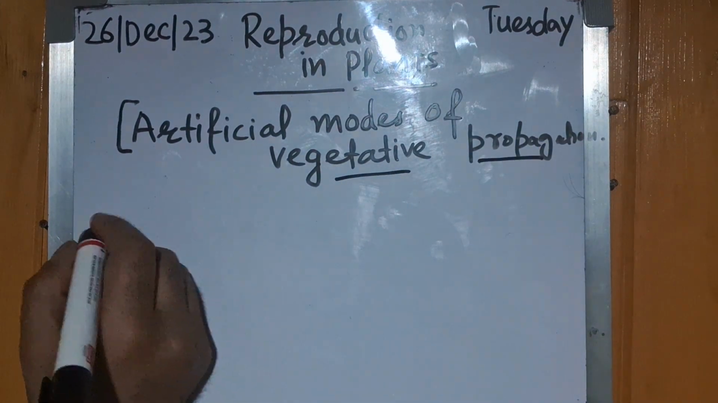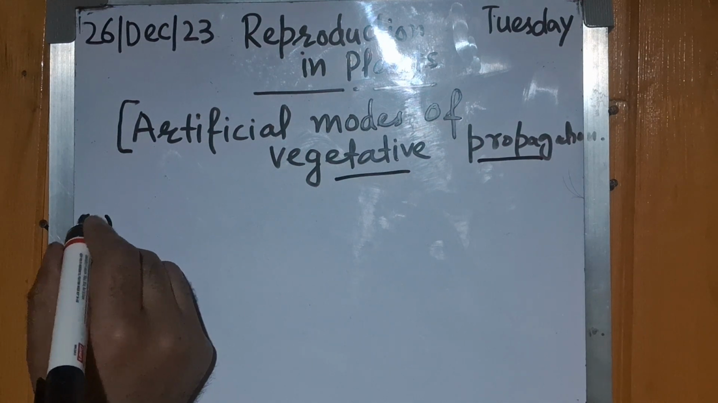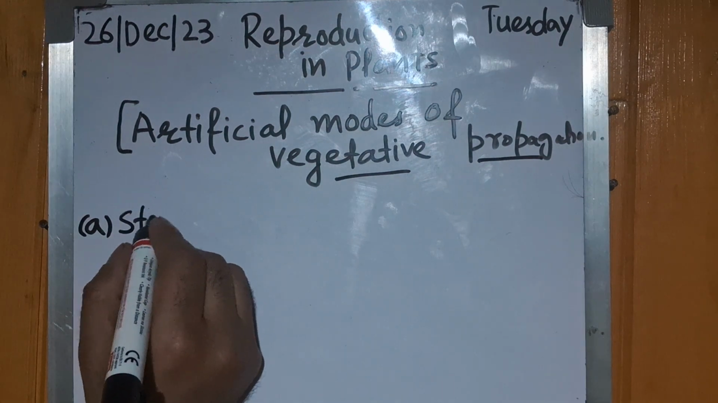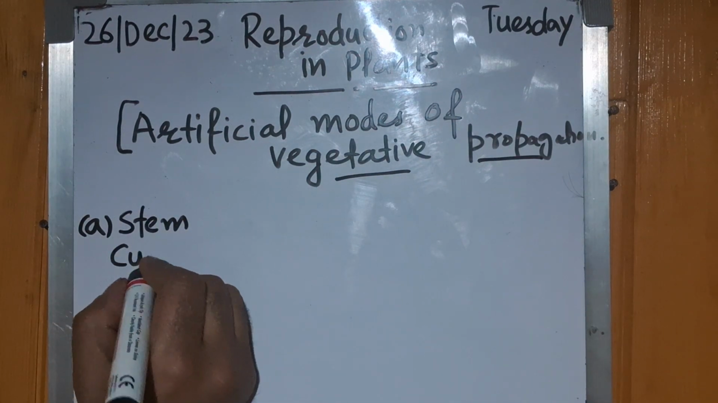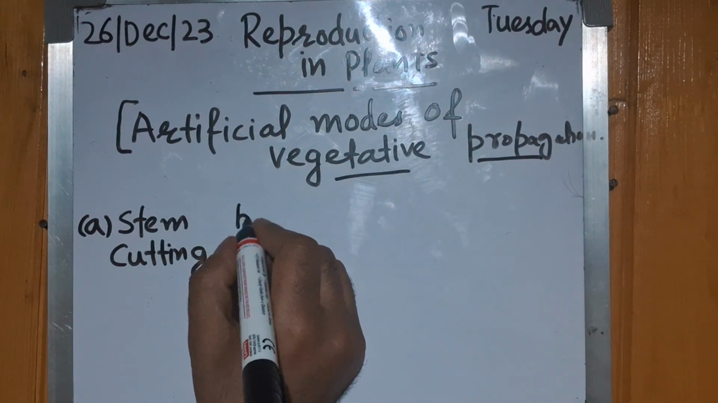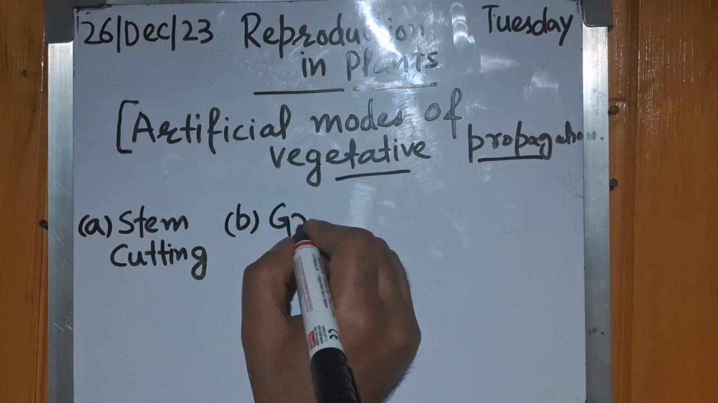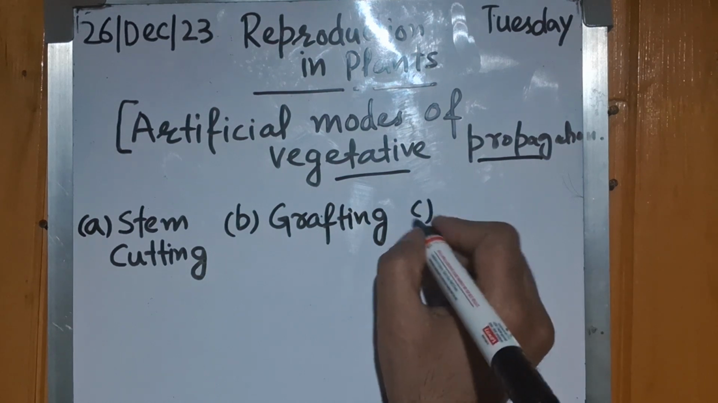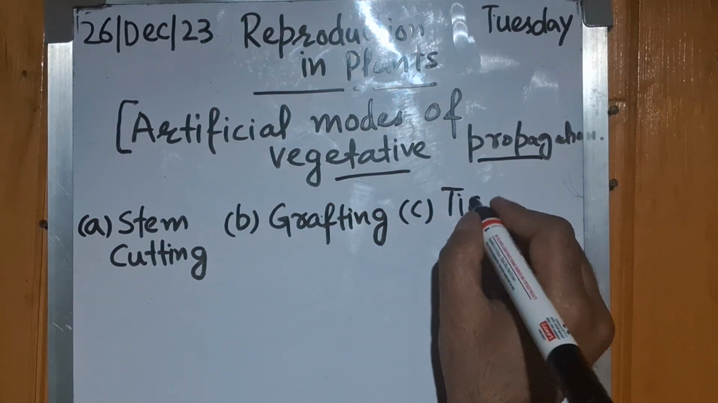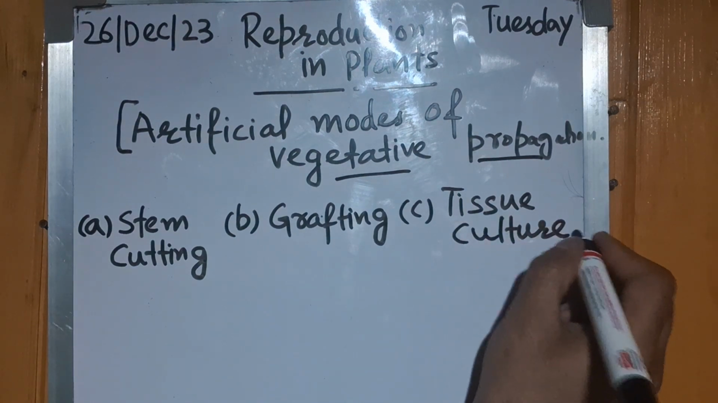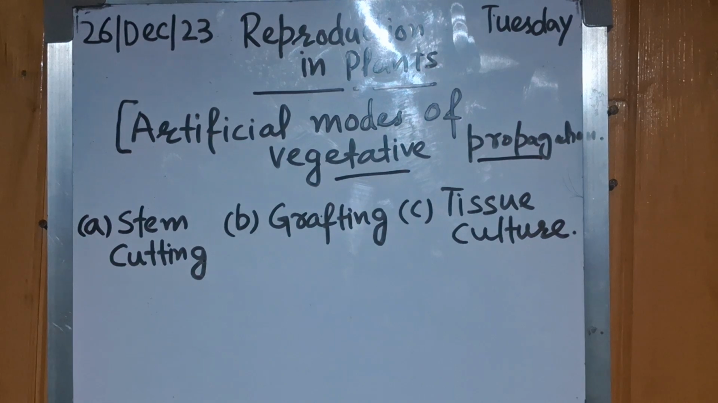One is where stem cuttings are used by man. Another is grafting. Third one is tissue culture. These are the three main artificial modes of vegetative propagation.